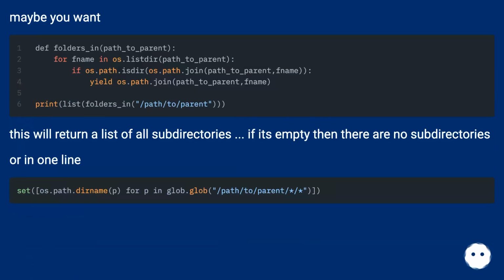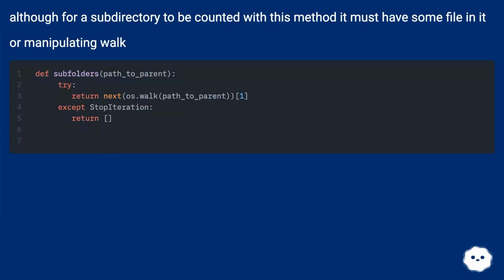Maybe you want this. This will return a list of all subdirectories. If it's empty, then there are no subdirectories. Or in one line. Although for a subdirectory to be counted with this method, it must have some file in it.